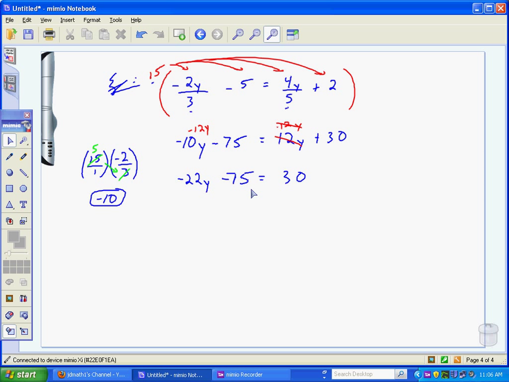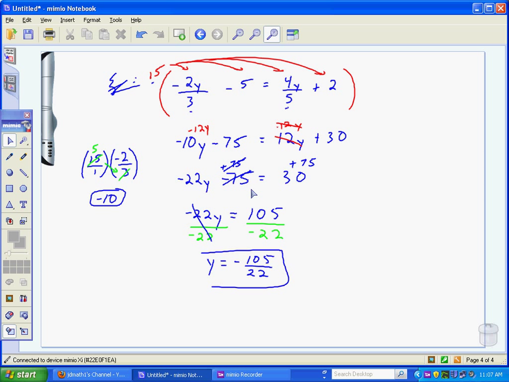Now I've got to start isolating. So I'm going to add the 75 away, because of course, again, negative 75 plus 75 is 0. Negative 22y equals 30 plus 75, which is 105. And in our magical math world, we're allowed to have nice, ugly fractions when we divide out. So negative 22 cancels. We're left with y equals negative 105 over 22. And I'm okay with that as long as you reduce as far as you can, and obviously nothing will reduce out of there. So that's as hard as it's going to get.